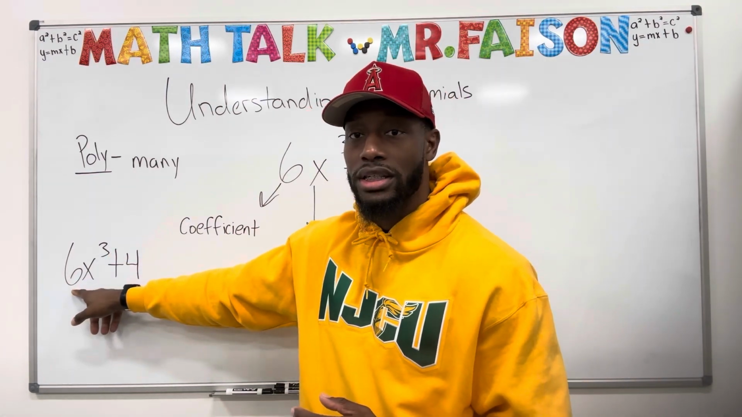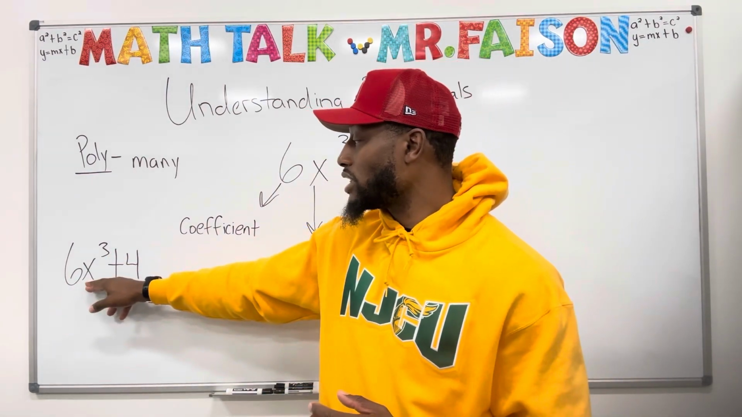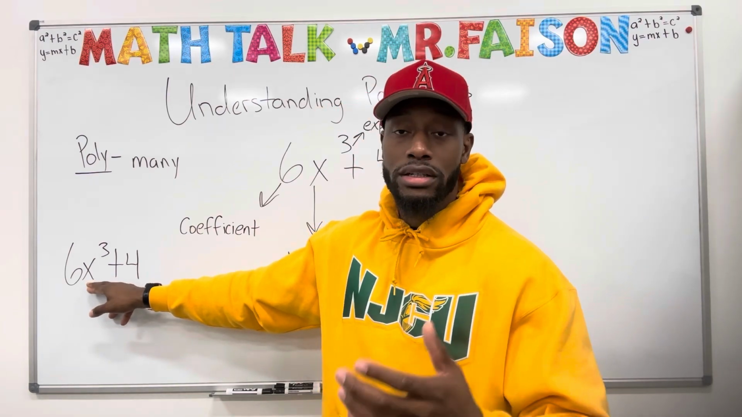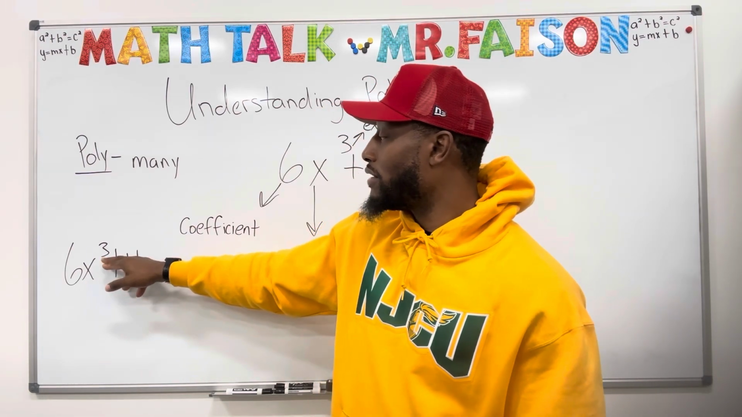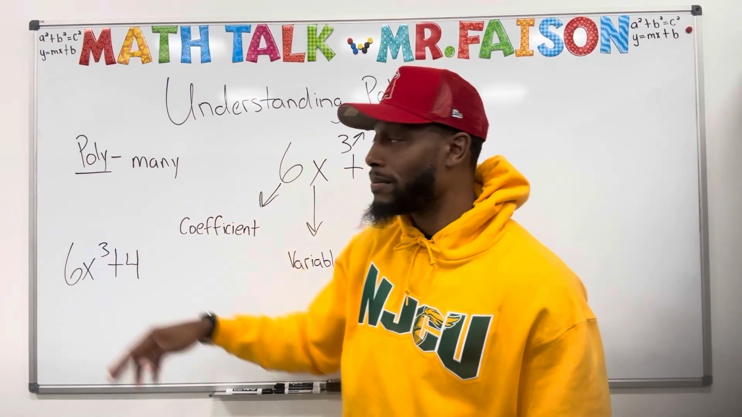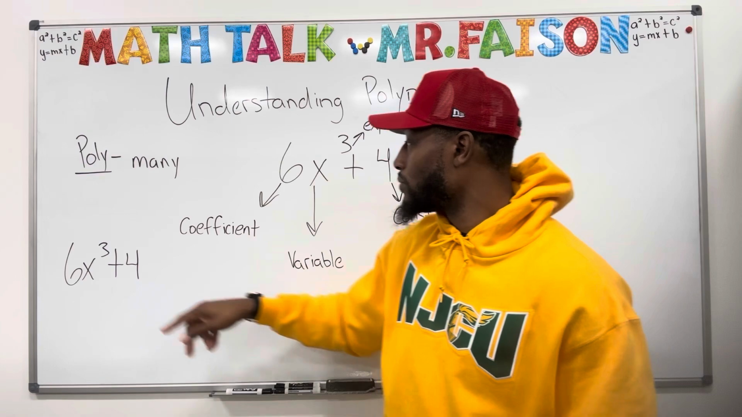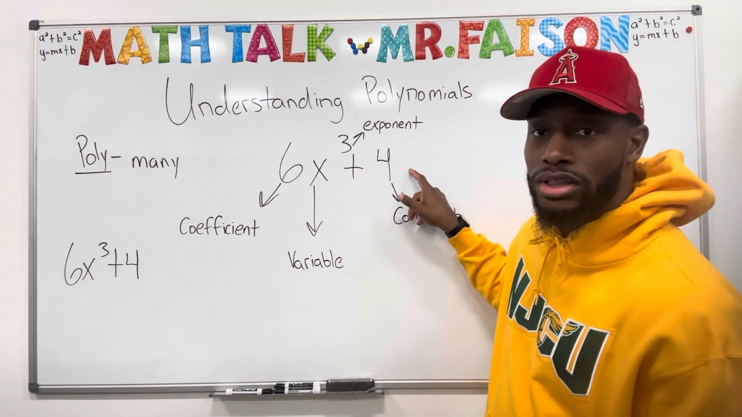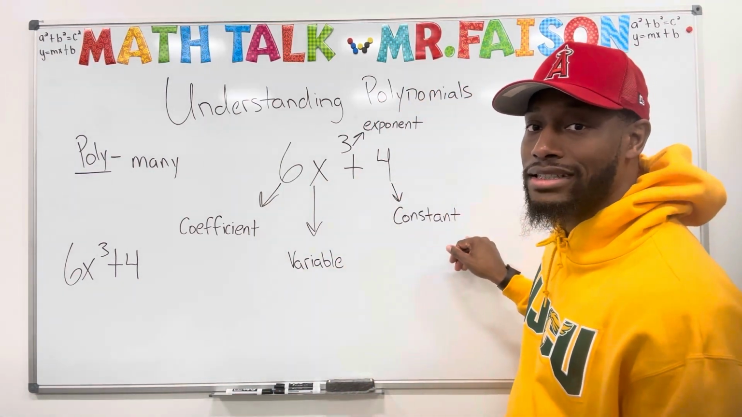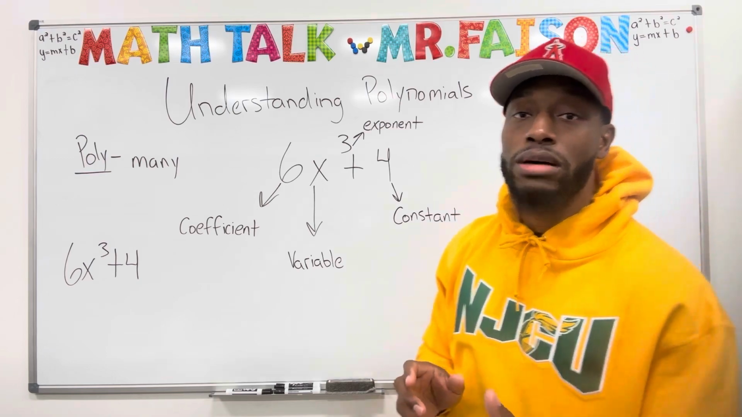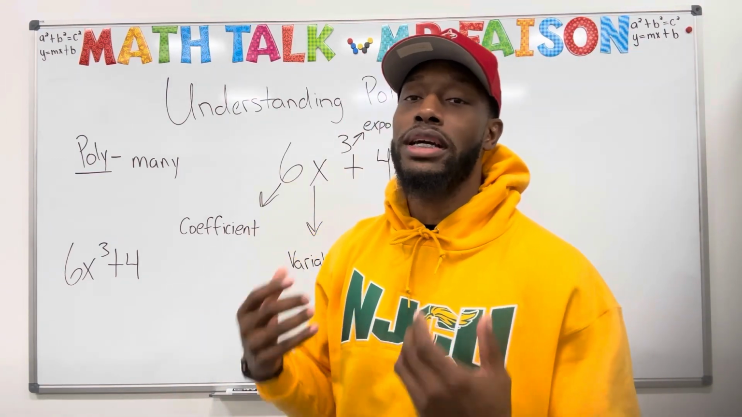Remember, this 6 is your coefficient. The x, which is the letter, any letter, is going to be your variable. And then you have the exponent right here. Now, we have 6x to the third plus 4. What is this 4? This 4 is called your constant. Whenever you have a number all by itself, that is your constant.